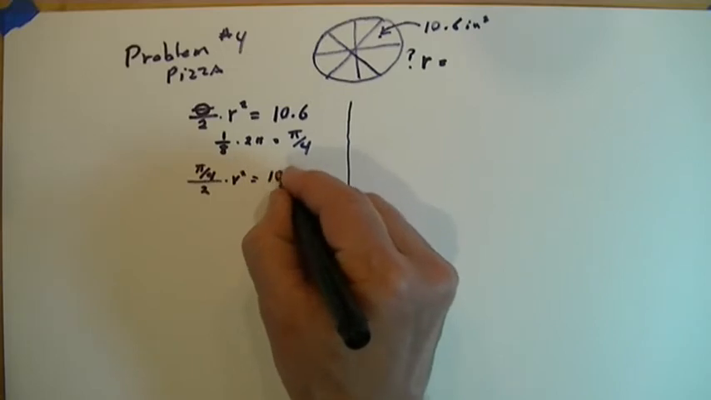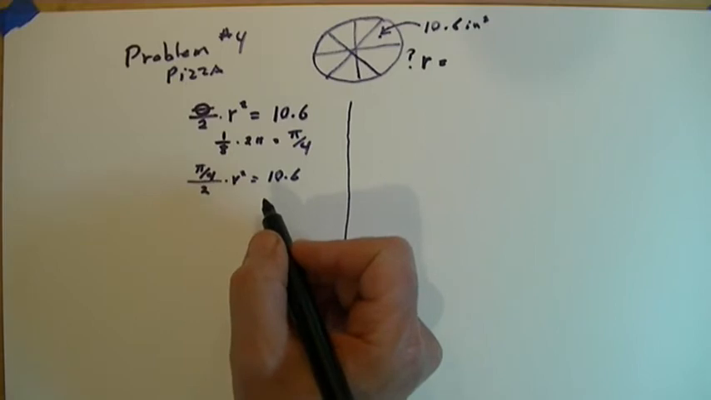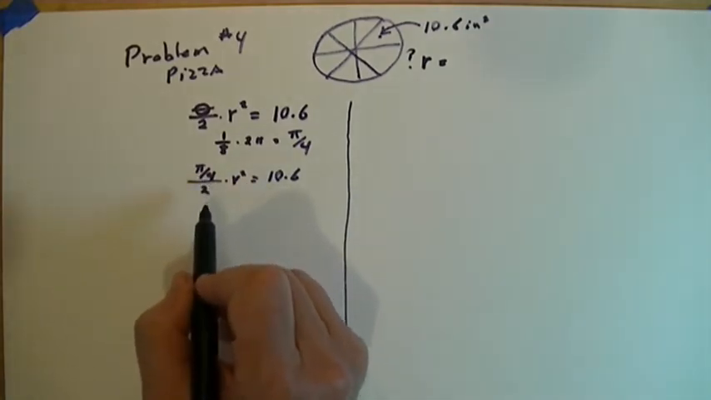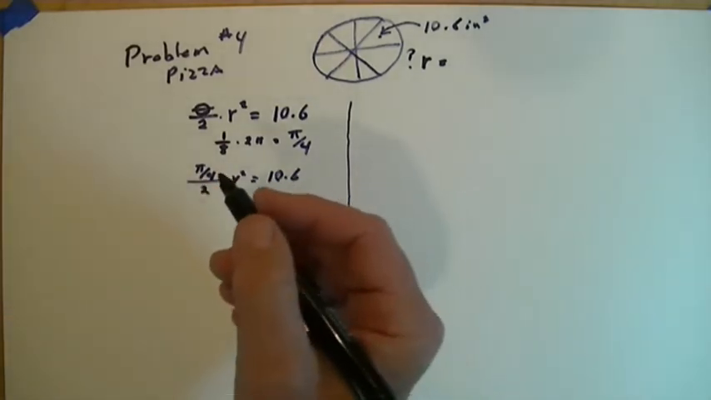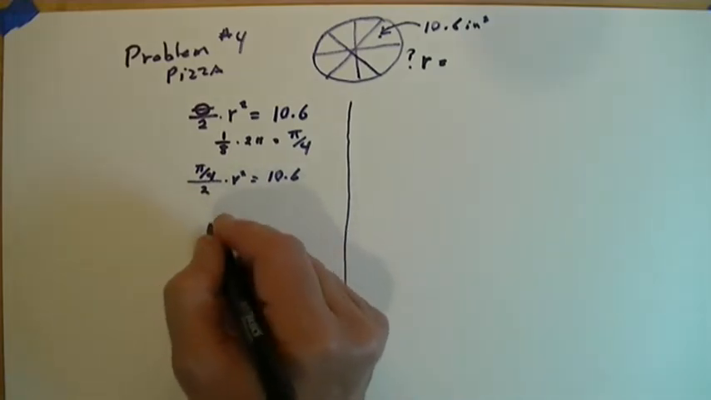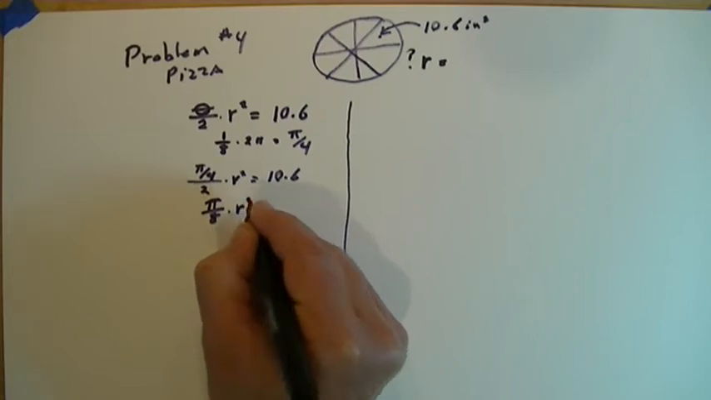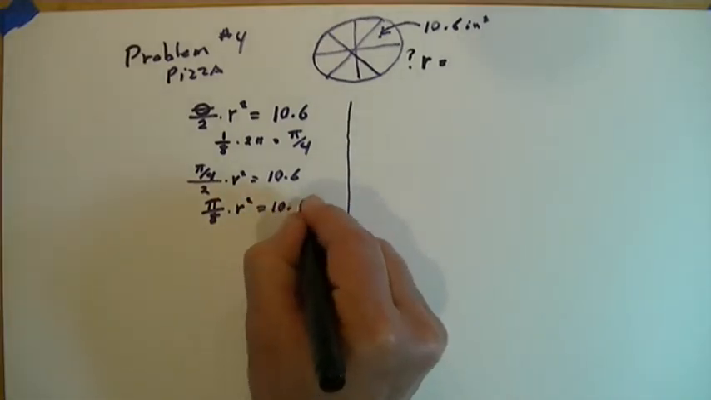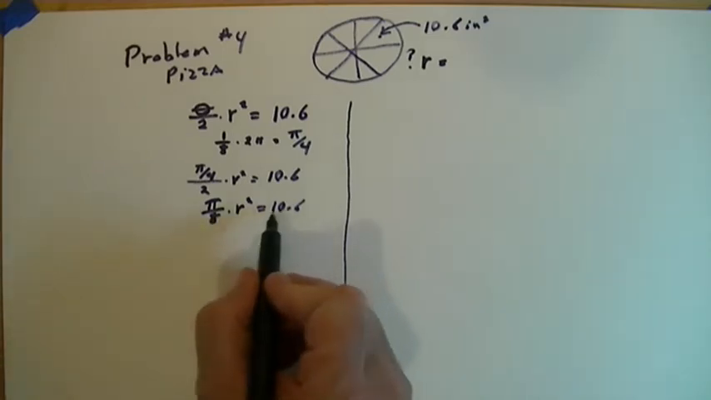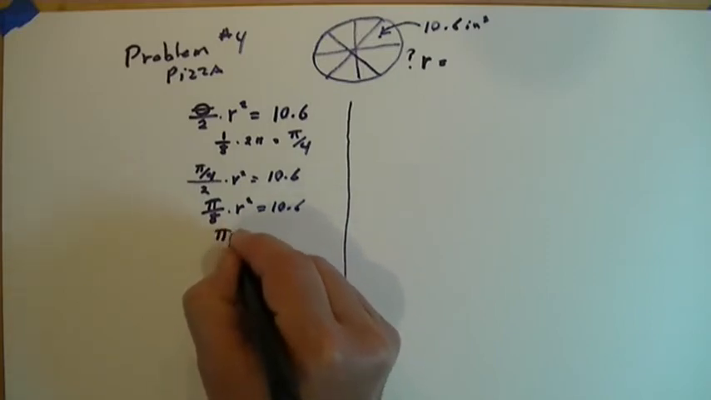is equal to 10.6. And we just need to crunch this out for r, and we'll go ahead and do that. Essentially, if you divide pi over 4 by 2, you're taking half of pi over 4, which is simply pi over 8. So now we've got pi over 8 r squared equals 10.6. At this point, I'd probably just multiply both sides by 8. That's simple enough to do, and I end up with pi r squared.